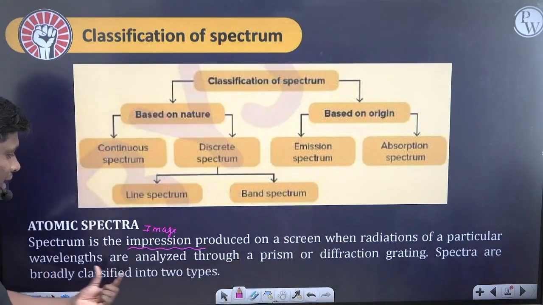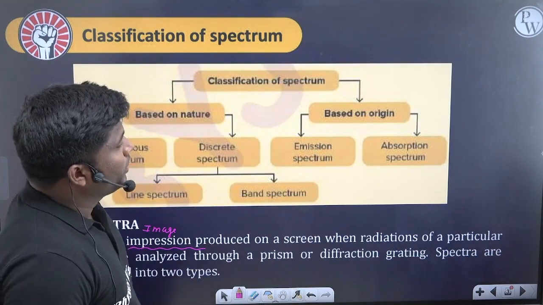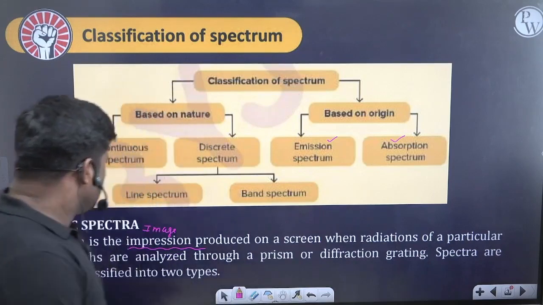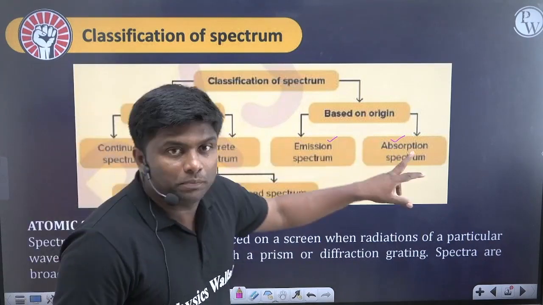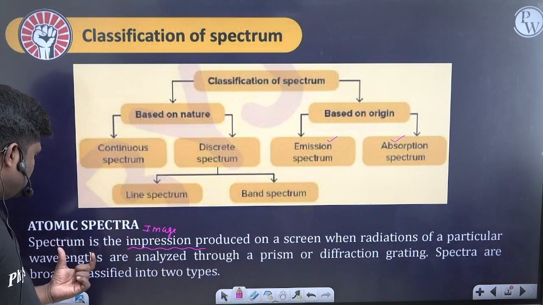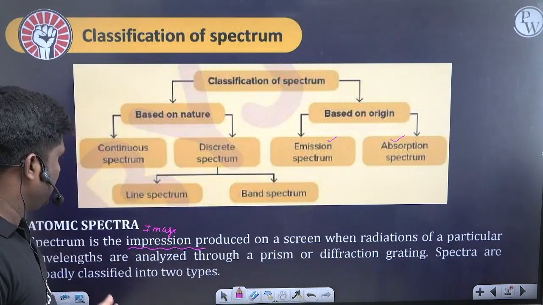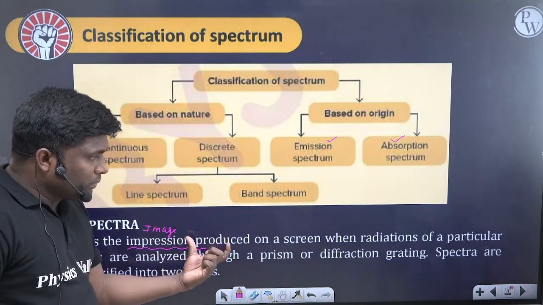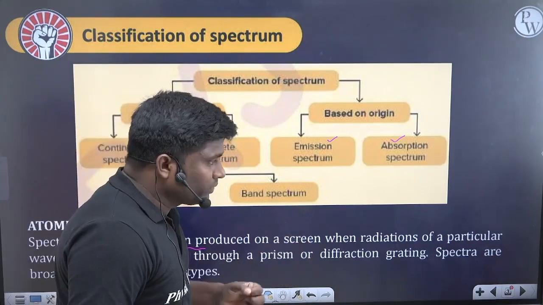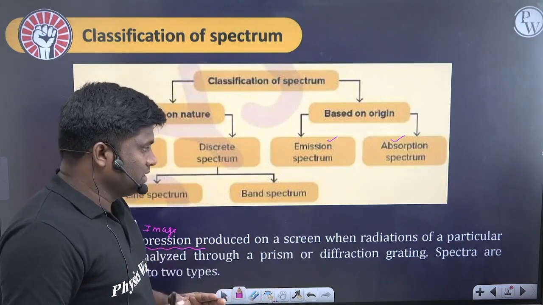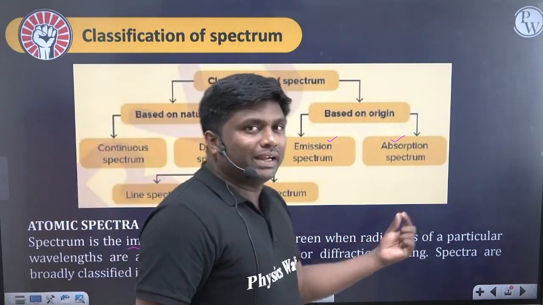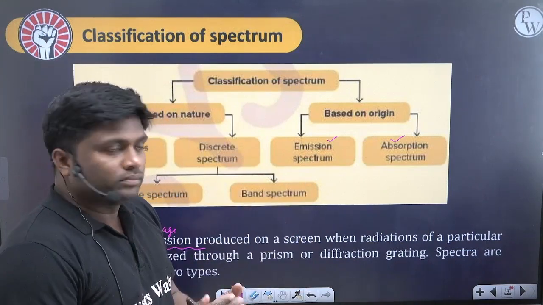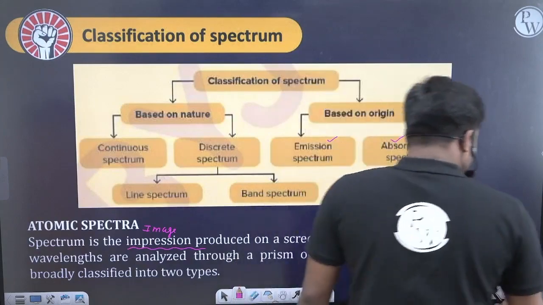Spectra are broadly classified into two types. One is emission spectrum, another one is absorption spectrum. So before studying emission spectrum and absorption spectrum, we need to understand the spectrum very clearly. So what do you mean by spectrum? Spectrum is an image or impression produced on a photographic screen when radiations of a particular wavelength are passed through the prism. They will produce one image. That image we are calling spectrum.